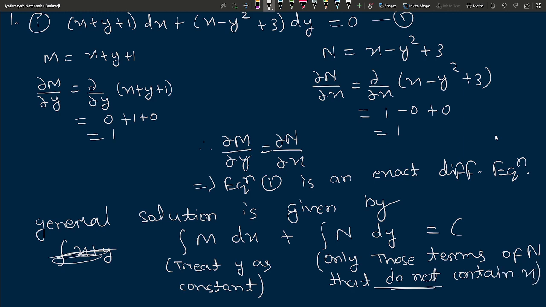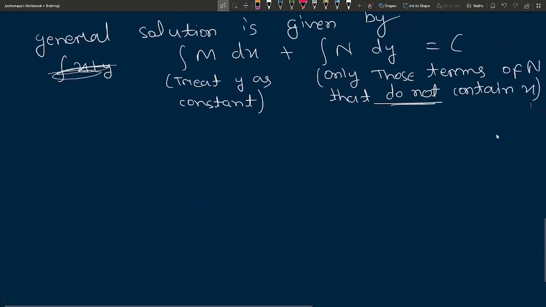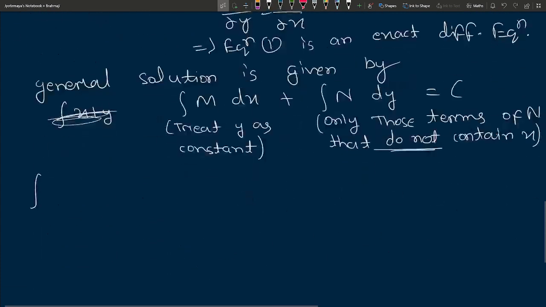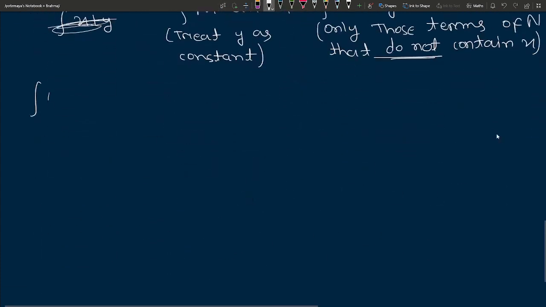Okay. So integration of M. What is M? M is x plus y plus 1. So I will write (x plus y plus 1) dx.